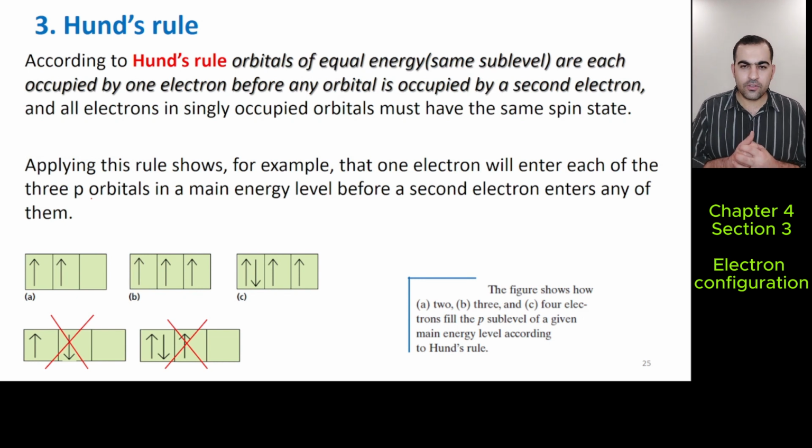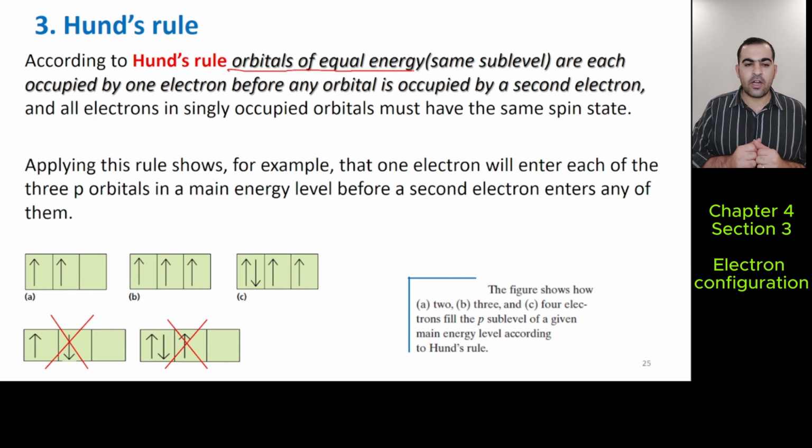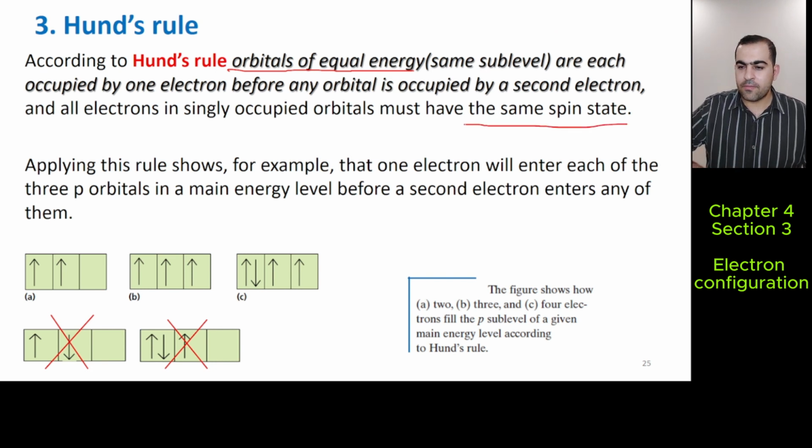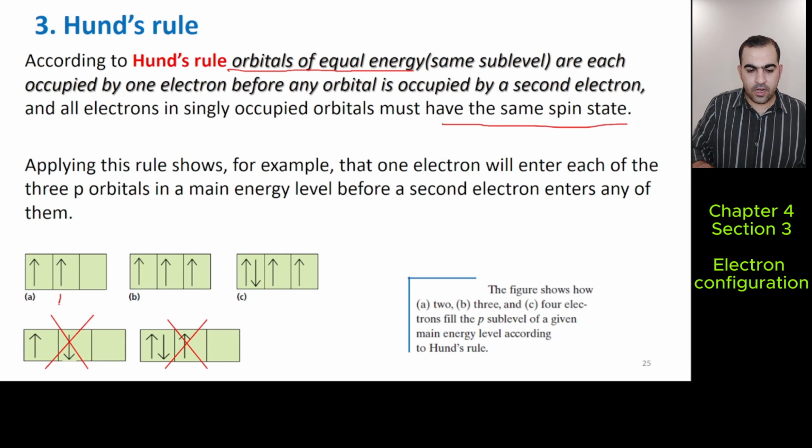Okay, Hund's rule. According to Hund's rule, orbitals of equal energy, of the same sublevel, are each occupied by one electron before any orbital is occupied by a second electron. And all electrons in singly occupied orbitals must have what? The same spin state.